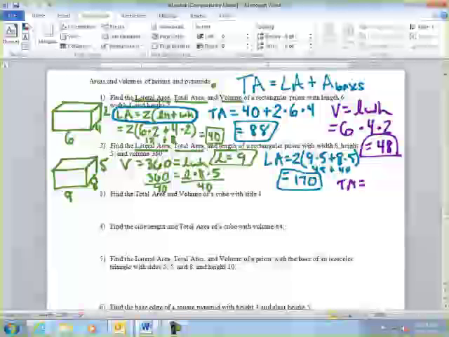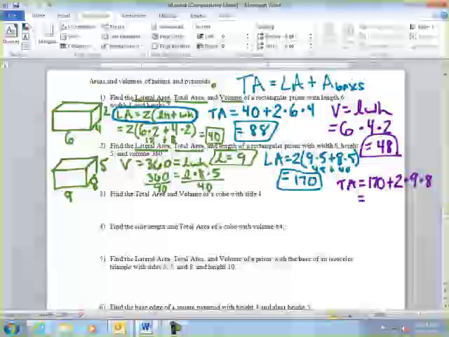Total area, we said in the last question, is the lateral, so 170, plus the top and bottom, or the bases. So there's 2 of those, and how would I find the area of the top and bottom in this question? Yep, 9 times 8 would give us the bottom. The length times the width. 2 times that to cover both the top and the bottom.